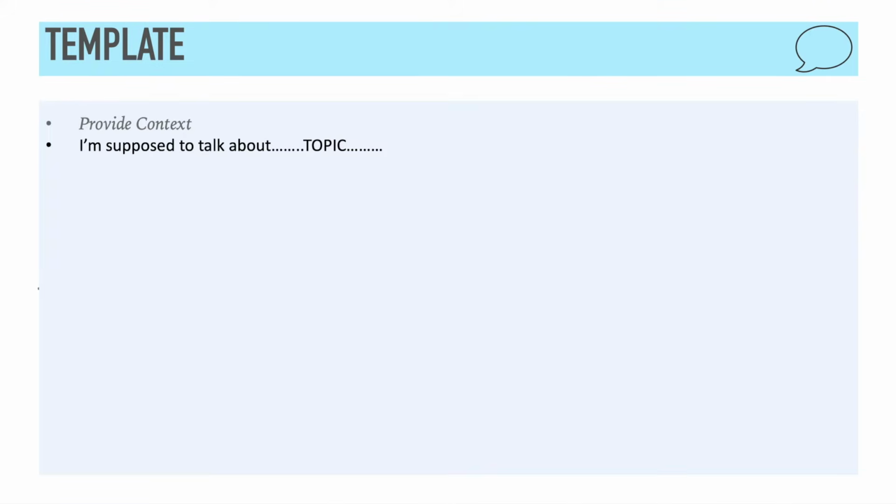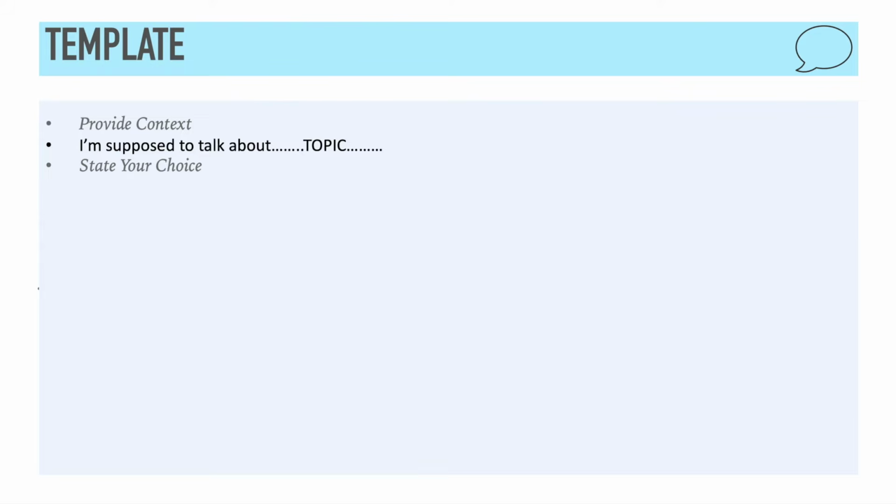For this task, you begin by providing context. You can repeat part of the question. The structure you use is, I'm supposed to talk about, and you review the topic that you've been asked to talk about. Again, it's okay if you repeat what is in the task. It's only a few words. But if you can paraphrase, well, that's always great.